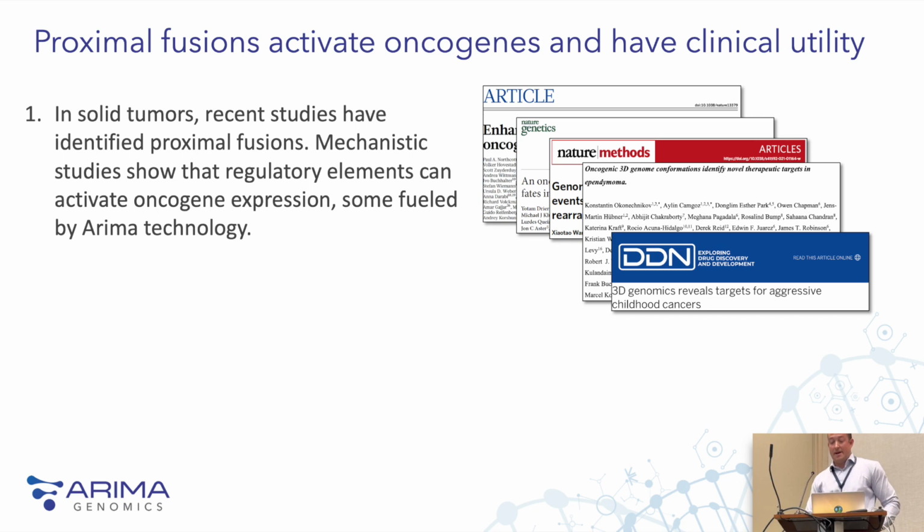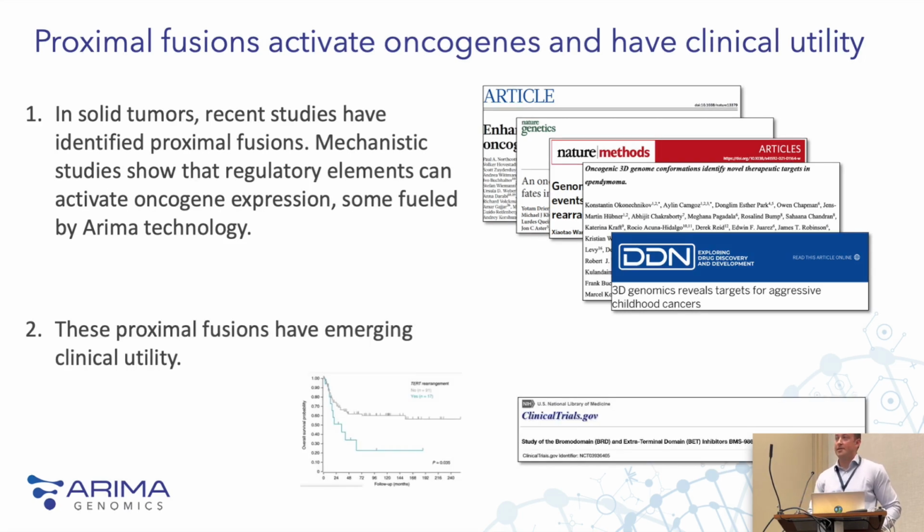I think over the past 8 years, there have been several papers, some of which also have used Arima technology. And this one here, a preprint, was just covered in Drug Discovery News and came out this week. And I think they have emerging clinical utility. They're not written into any NCCN guidelines that I'm aware of, but they do retrospectively stratify patient survival in neuroblastoma, and there are ongoing clinical trials to try to disrupt the regulatory elements in patients that have these proximal fusions around MYC in pediatric brain tumors.